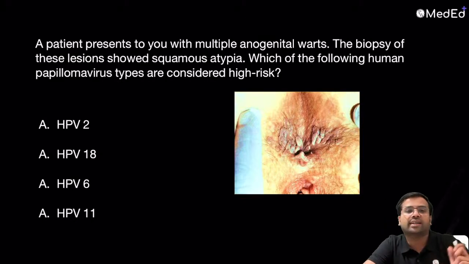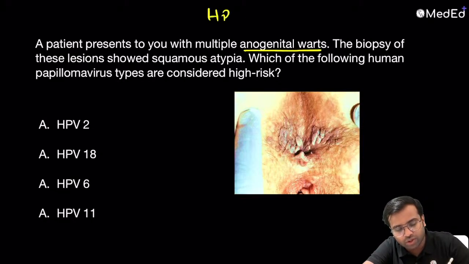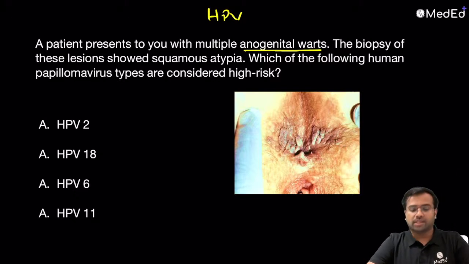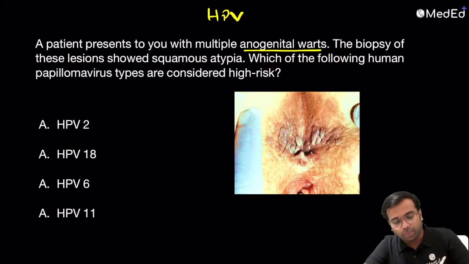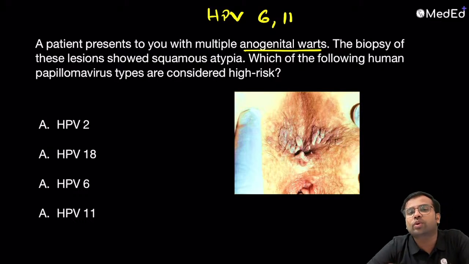Now, why do I say like that? Because here there is a patient with anogenital warts. What causes anogenital warts? Anogenital warts are caused due to human papilloma virus. Do you remember what are the subtypes of human papilloma virus which can cause anogenital warts? The subtypes are 6 and 11. However, what they are asking you is which of the following human papilloma virus is considered to be high risk? Is it HPV 2, 18, 6, 11? Any guess?